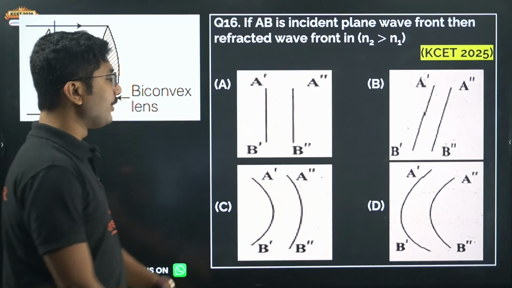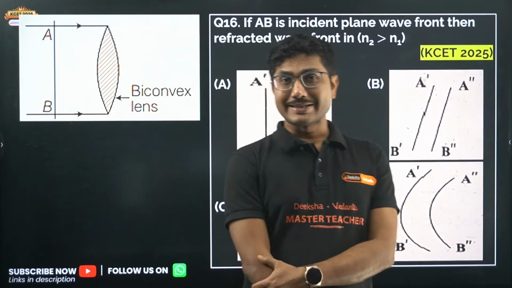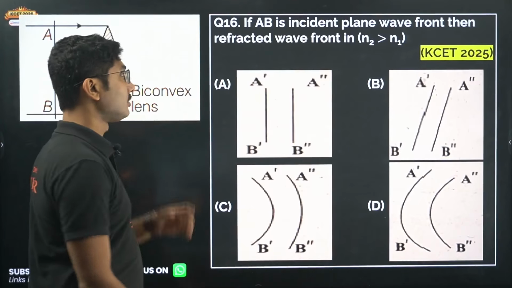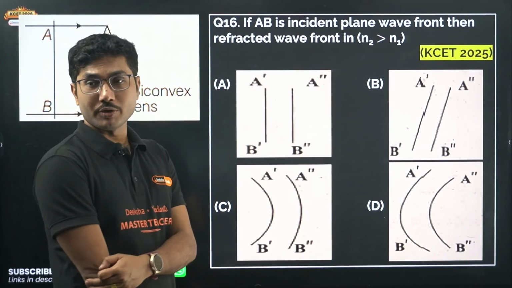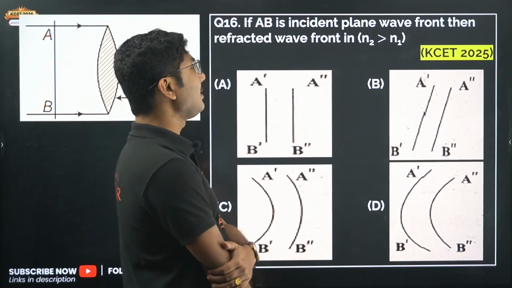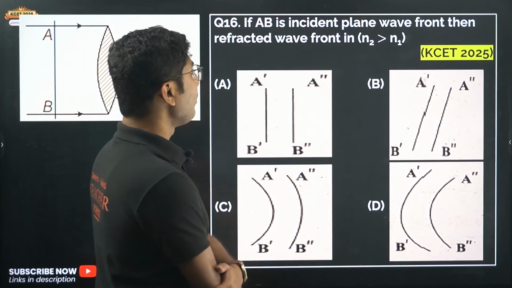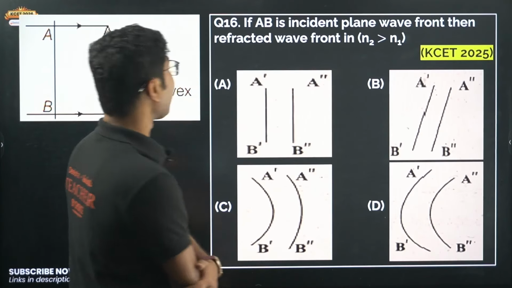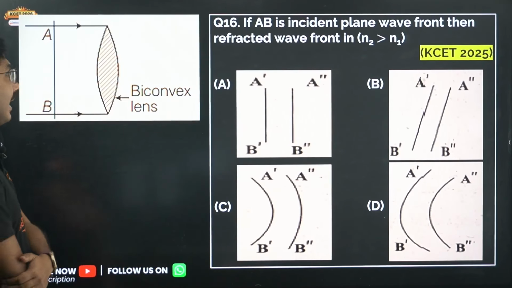Now we will move into the wave optics chapter. We have already solved the questions from ray optics. Now let us move on to the wave optics chapter. If AB is incident plane wave front, then refracted wave front in n1 is greater than n2.